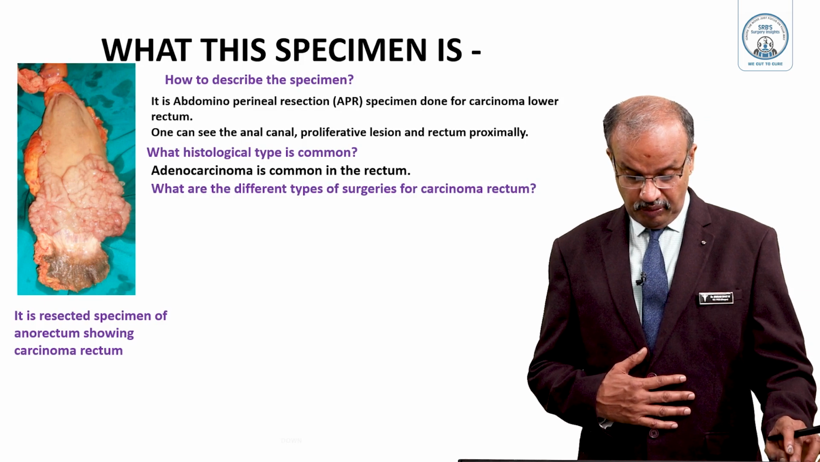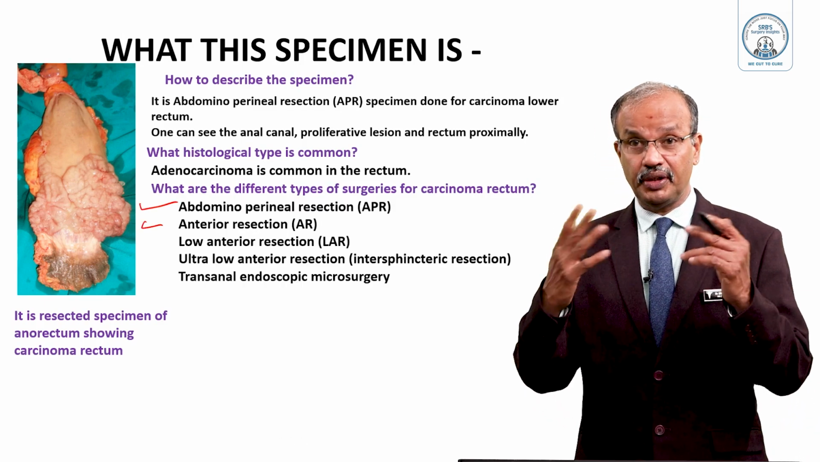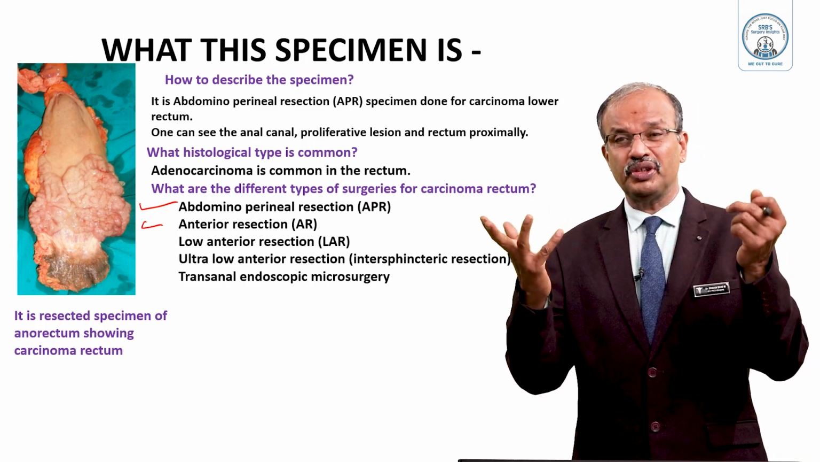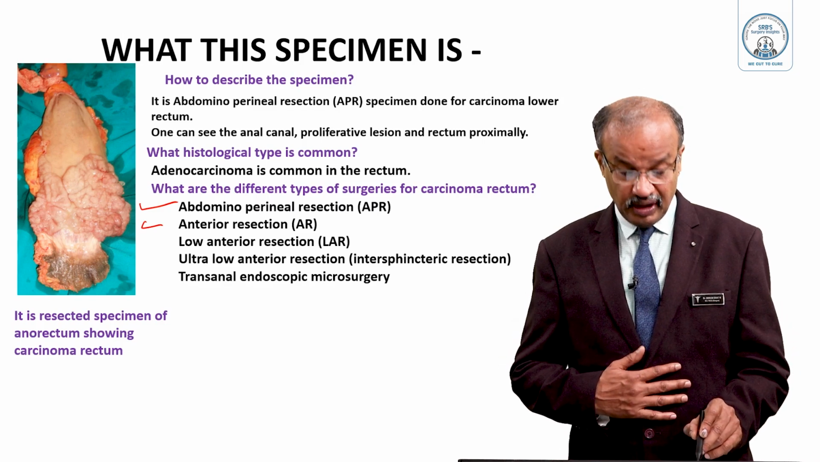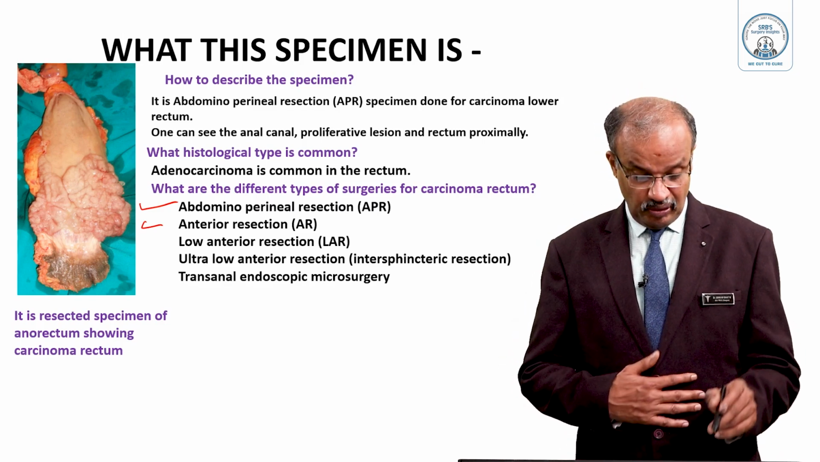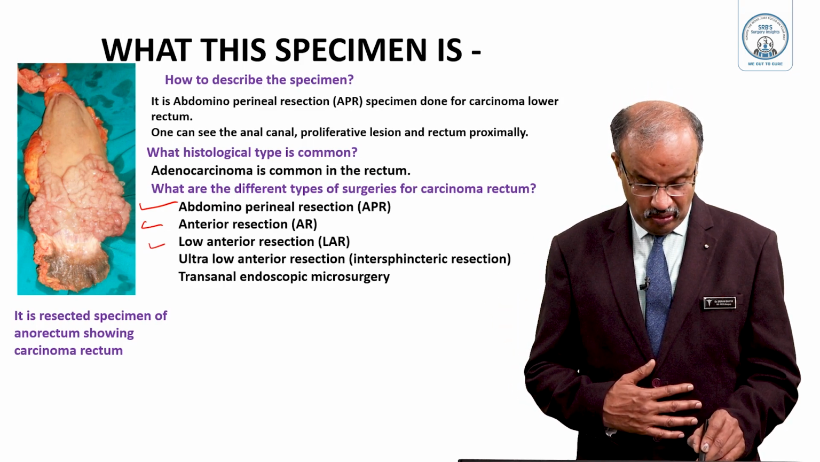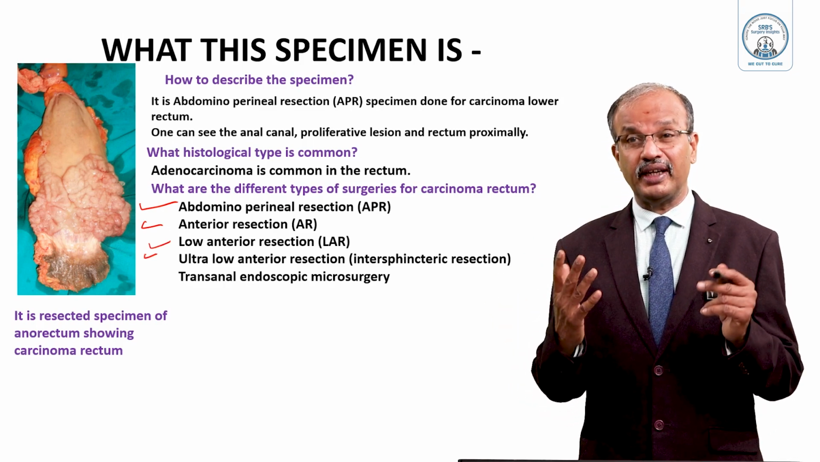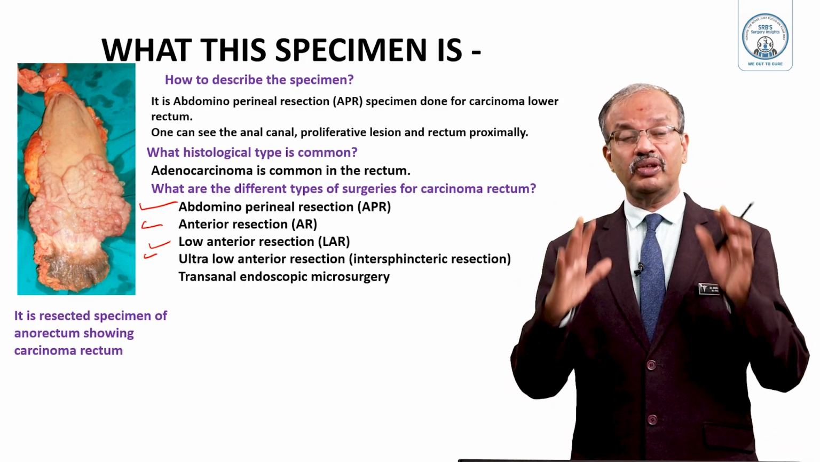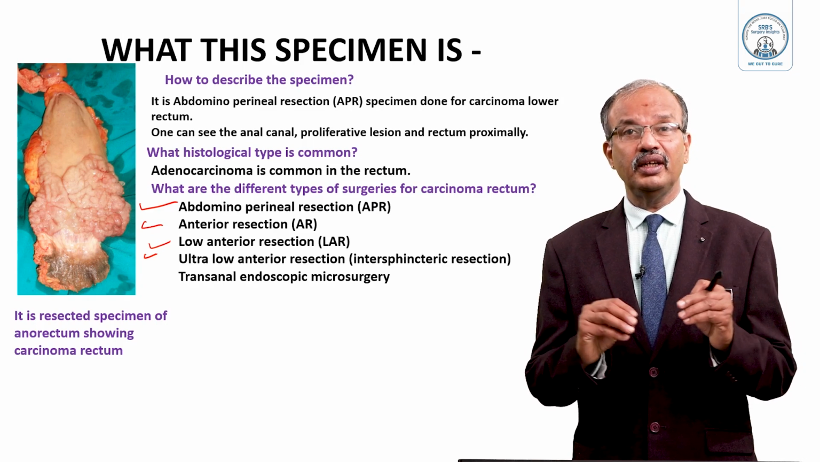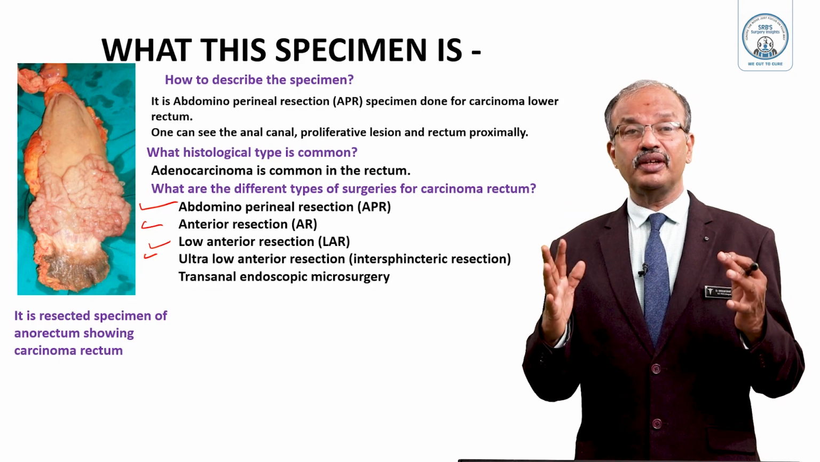What are the different types of surgeries for carcinoma rectum? I already told: APR, anterior resection. You can do it with a stapler; the anastomosis by hand is also possible, but ideally a circular stapler. Low anterior resection, still lower you go to avoid the permanent colostomy, which happens in APR. Ultra low anterior resection and intersphincteric resection can also be done when techniques and facilities are available, but the most important thing is clearance. Without oncological clearance, we can't do any surgery, because that is the most important thing in any malignancy. Oncological clearance is the prime thing.